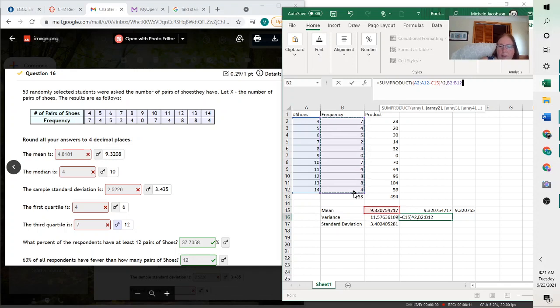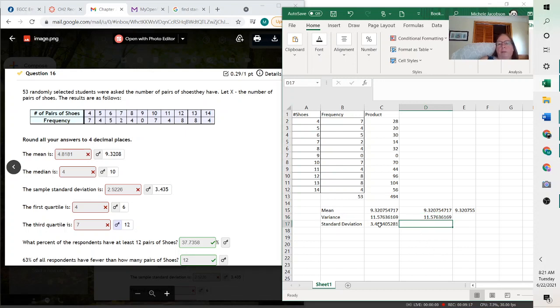And then close your parenthesis, divided by the sum of the frequencies, which you could either do the 53 or you can do sum and highlight the sum and close the parenthesis and hit enter. And there's our value right there.